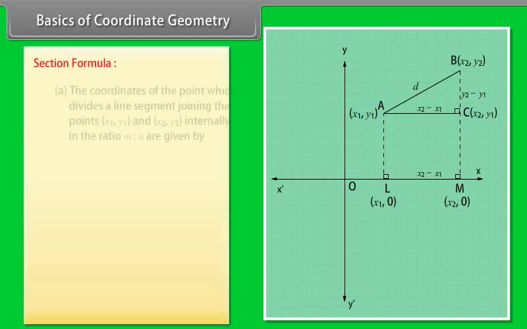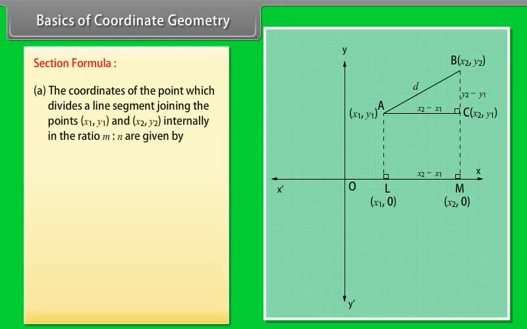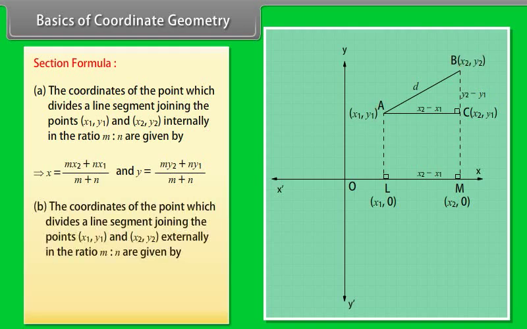Section formula. The coordinates of the point which divides a line segment joining the points (x1, y1) and (x2, y2) internally in the ratio m:n are given by the following. The coordinates of the point which divides the line segment joining the points (x1, y1) and (x2, y2) externally in the ratio m:n are given by the following.